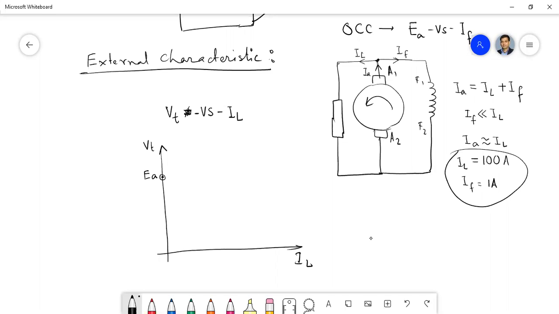Okay, now depending on the type of excitation, the characteristics vary. In case of shunt, generally we get a drooping characteristic like this.